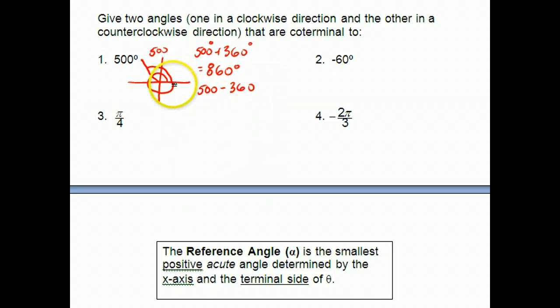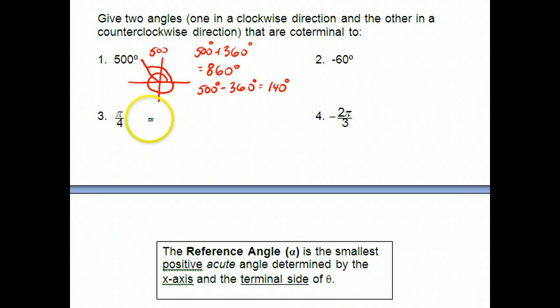And if I want another coterminal angle, I'm going to go 500 minus 360. So this is going to find the angle that uses it in a negative direction. And this is going to give me 140 degrees. So there are two coterminal angles for 500. Okay, I'll let you try minus 60 degrees, but let's try one that's at pi over 4.